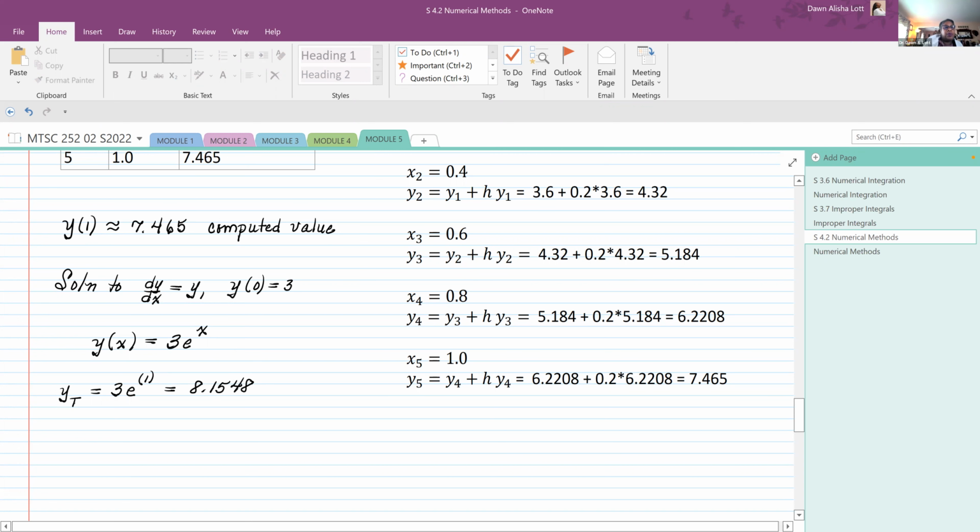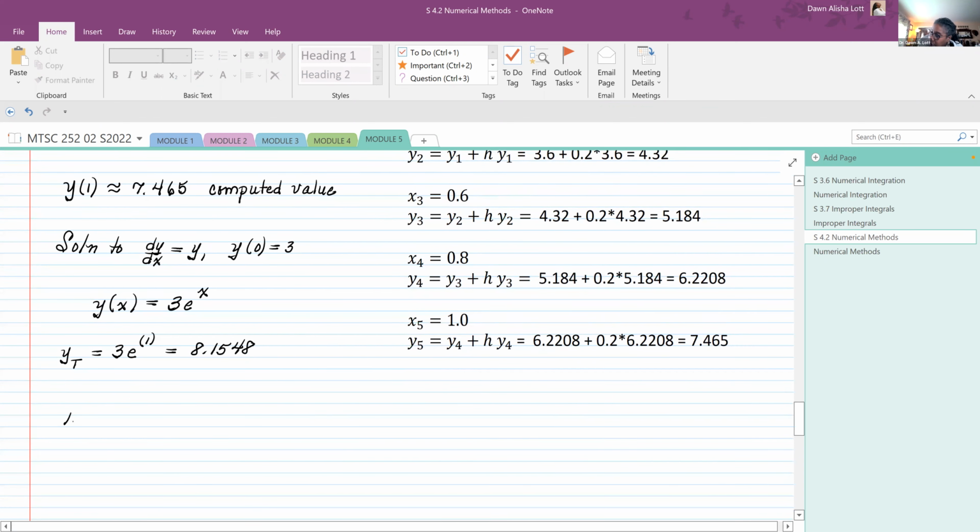Okay, so now we can compute the error. So the error is the absolute value of y true minus y approximate. So that's the absolute value of y true, which is 8.1548, minus y approximate, which is 7.465. And that is 0.6898.